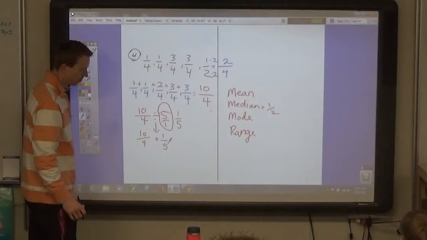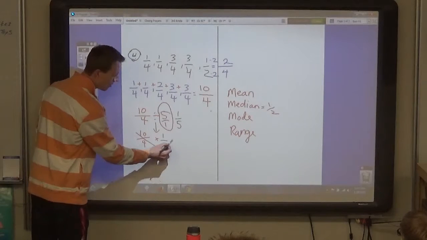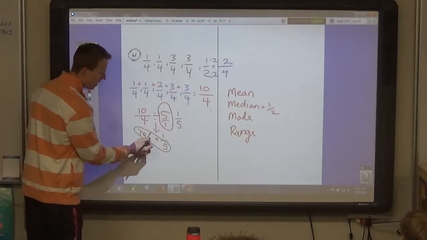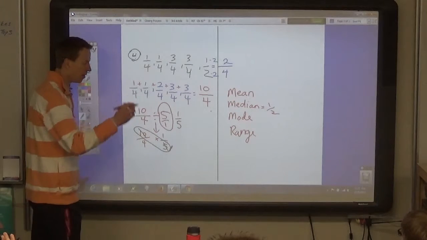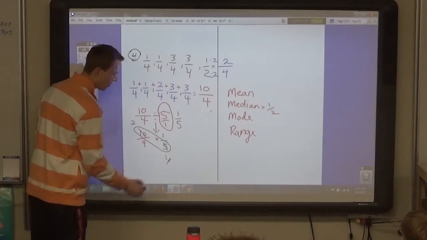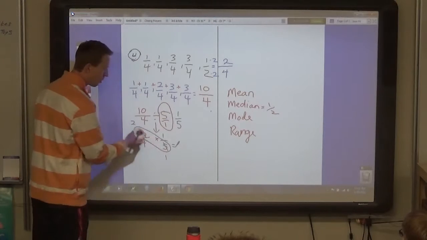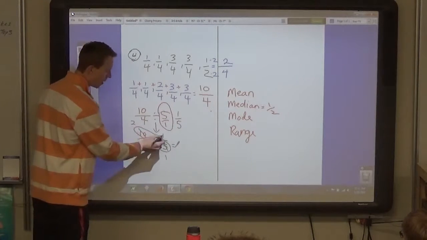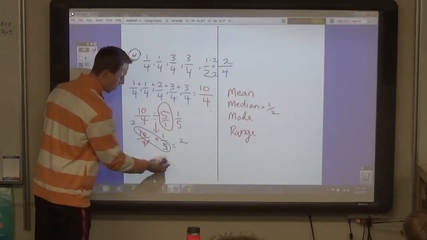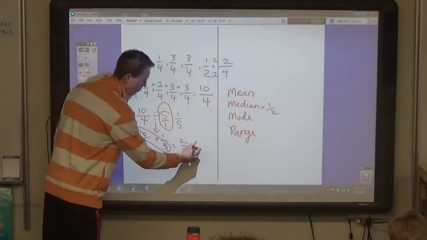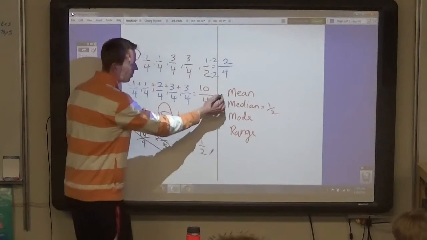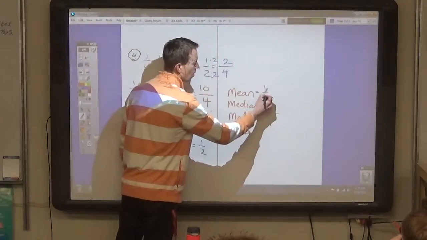Okay? Reduce it first. 10 and 5 can be reduced to, well, 2 and 1. Multiply across. 2 times 1 is 2. 4 times 1 is 4. 1/2. So the mean is 1/2.